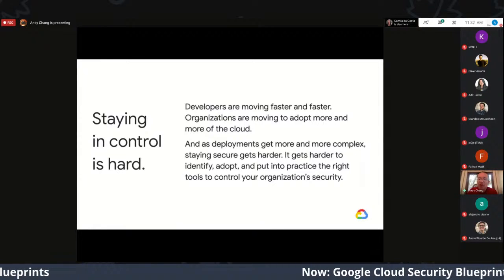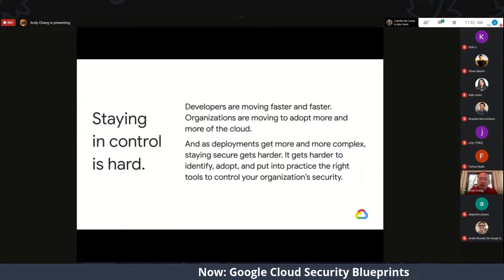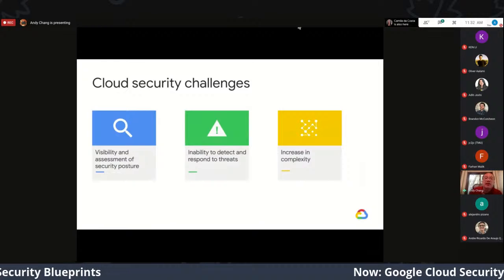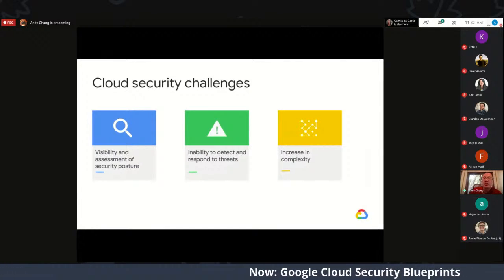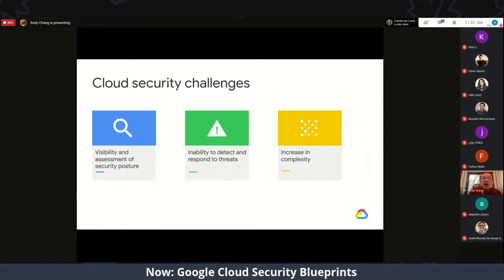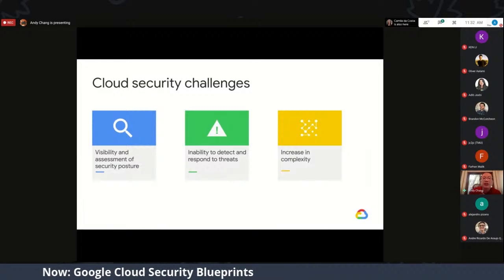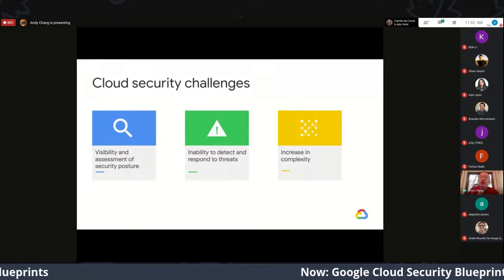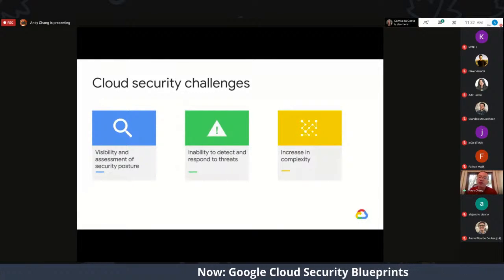So as we think about this, the challenges that customers face ultimately are really focused around three things. As folks are used to building things out in their own on-premise deployments, they're used to a certain level of visibility, a certain level of control.